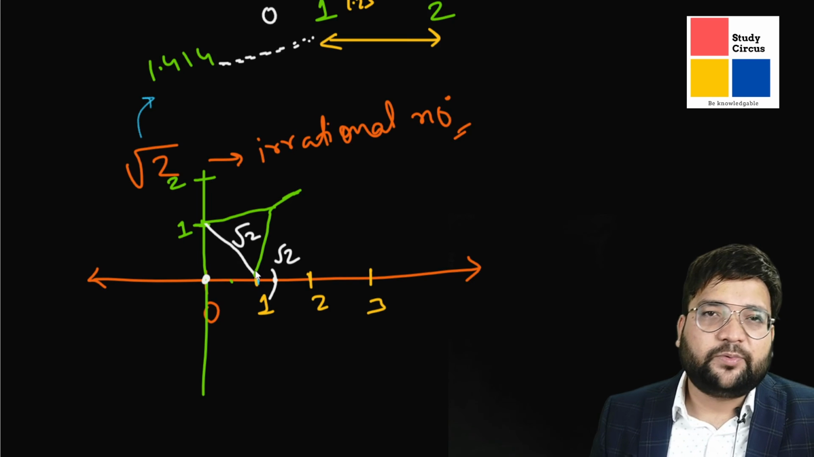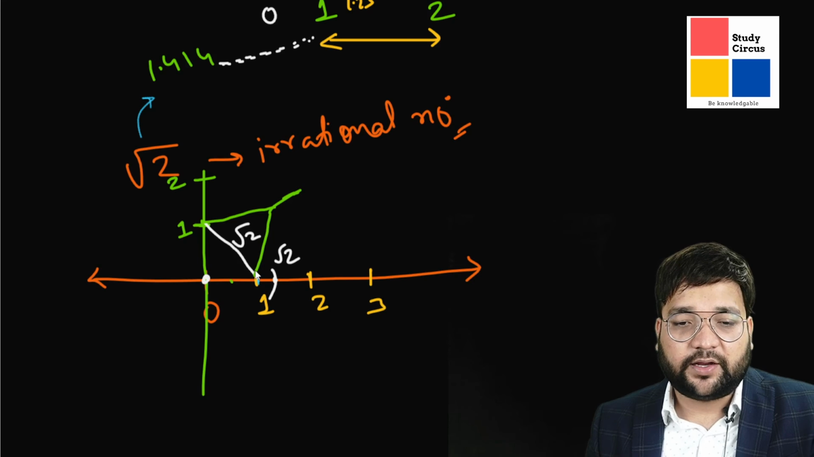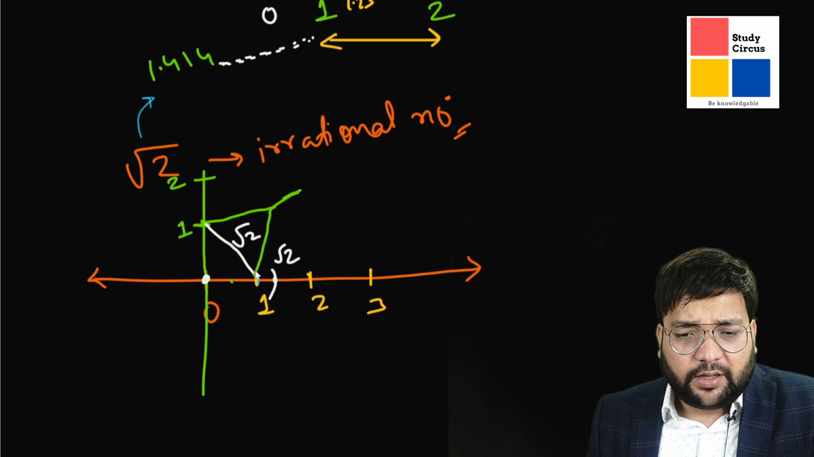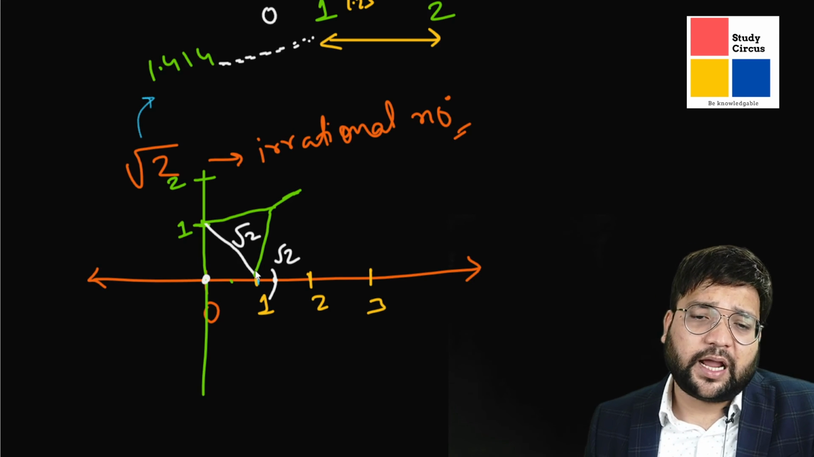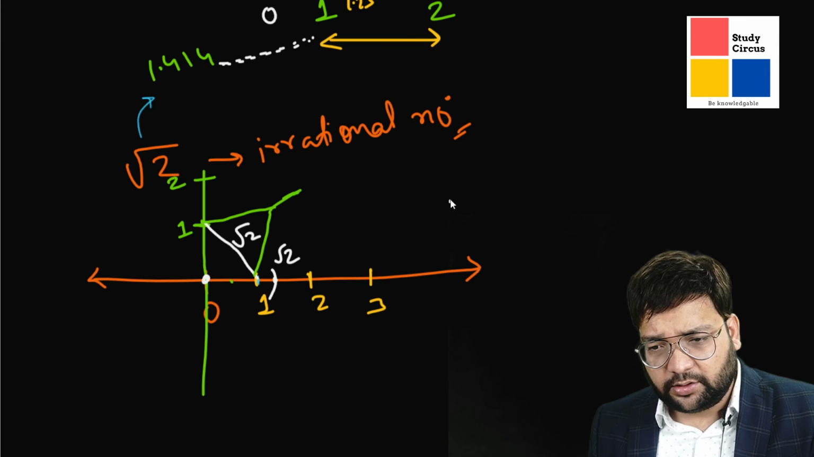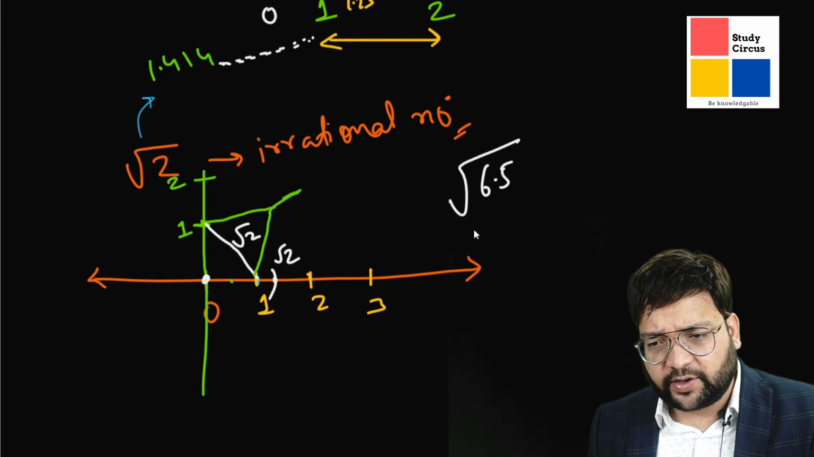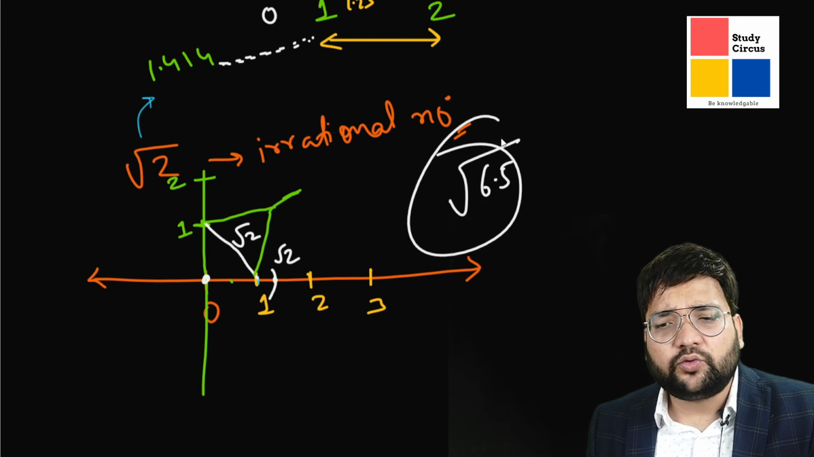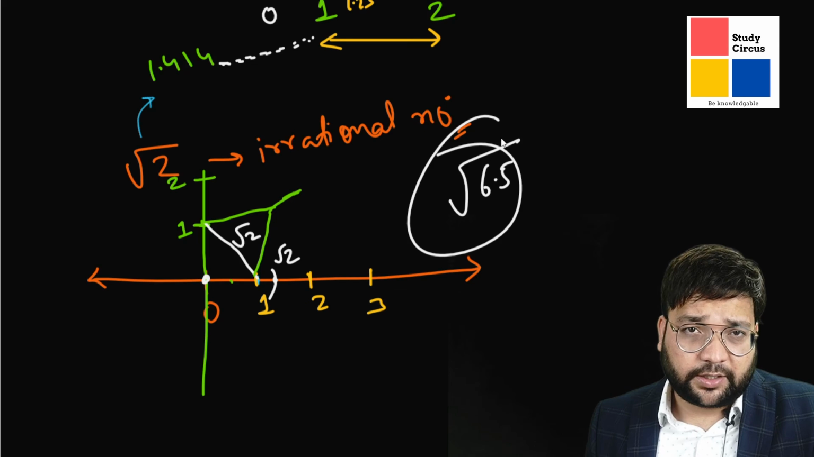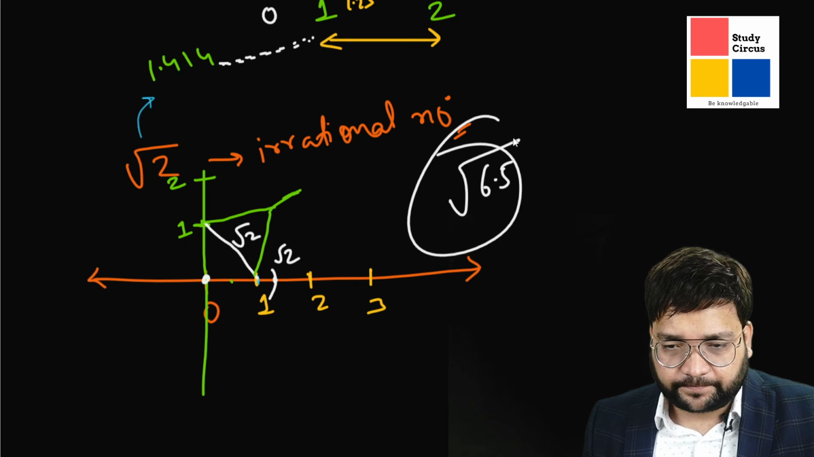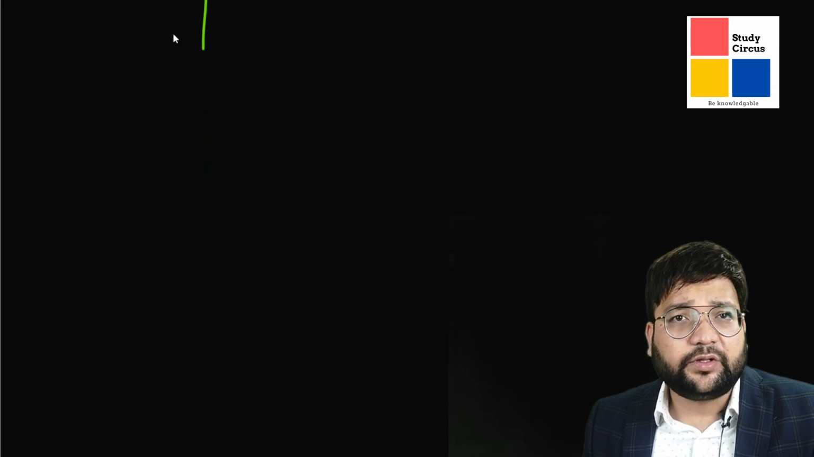So with the help of geometry like this, we can find out. Okay, but then how to do this for any number? I wish to find, let's say, the square root of 6.5. Then how to find this number on the number line? Okay, for that we'll see how.